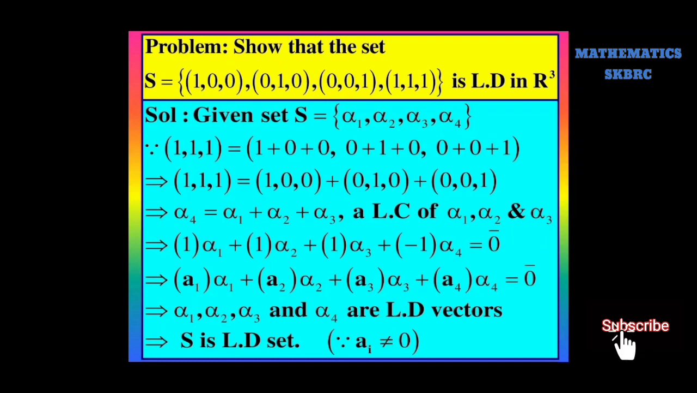It can be written as 1·α1 + 1·α2 + 1·α3 + (−1)·α4 = 0 bar. That is, a1α1 + a2α2 + a3α3 + a4α4 = 0 bar. The linear combination is 0 bar and all scalars are non-zero: a1 = 1 ≠ 0, a2 = 1 ≠ 0, a3 = 1 ≠ 0 and a4 = −1 ≠ 0. Here all scalars are non-zero. Therefore, the vectors α1, α2, α3 and α4 are LD vectors. Hence, the set S is a linearly dependent set.